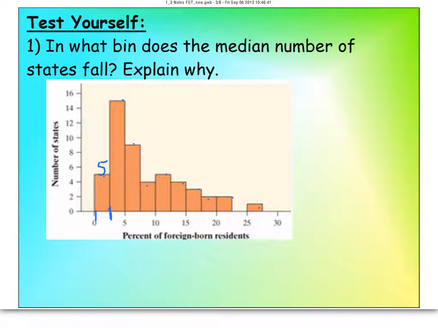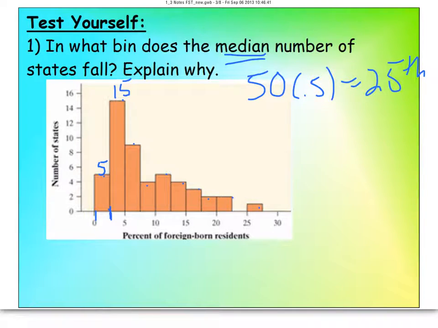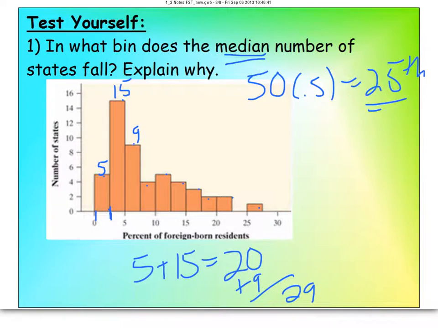Okay, so on this one, if we're out of 50 states and we want to find the median number, again, we're looking for the 25th piece of data. So I'm going to tally up the bars until I get to the 25th. This first bar is at 5. This next is at 15, so I'm only at 20. I have to find 25. This next bar is at 9, so tack on another 9, I'm at 29 states in total. So I know that that 25th state has to sit somewhere in this bar, which is between 5% and 7.5%.